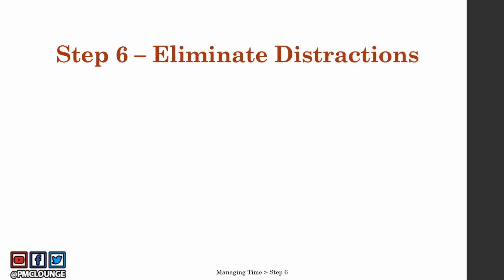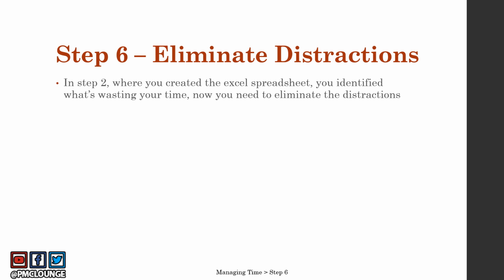Moving on, step 6 is to eliminate distractions, and you have distractions everywhere. So in step 2, where you created the Excel spreadsheet, remember all rows represented activities, and cells represented 15 minutes of your time. So when you created that Excel file, you identified what was wasting your time. Now you need to eliminate those distractions.